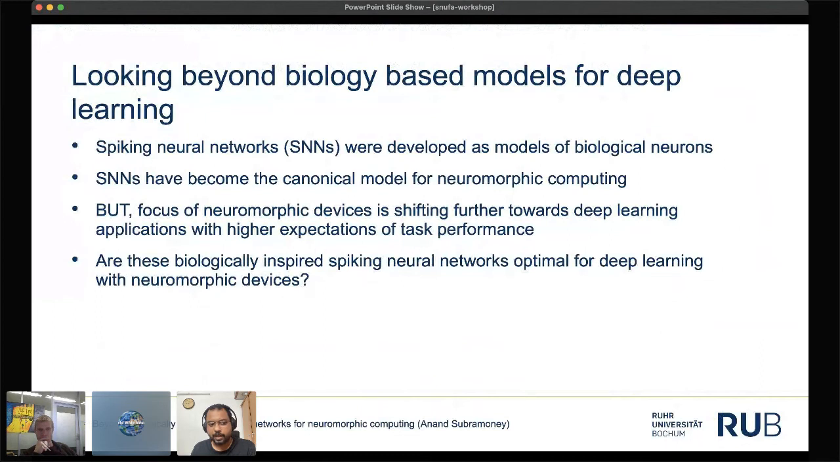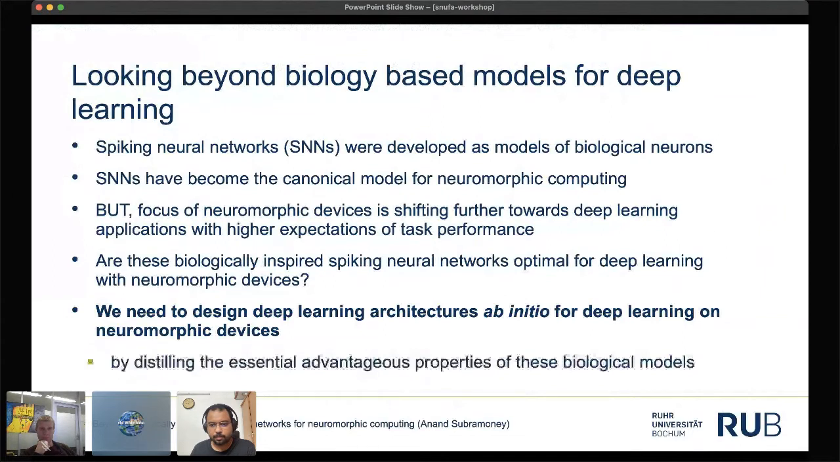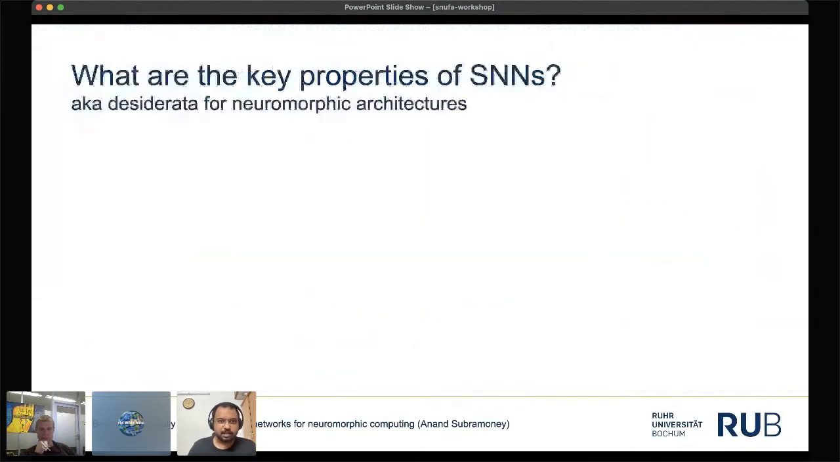Or can we do better by really customizing things for specific applications and specific neuromorphic devices? I contend that we need to design deep learning architectures from first principles for neuromorphic devices, by distilling the essential advantageous properties of these biological models and using them to design our architectures. So the obvious question is, what are these essential properties of spiking neural networks that we've been using all this time? Or in other words, what is the desiderata for neuromorphic architectures?